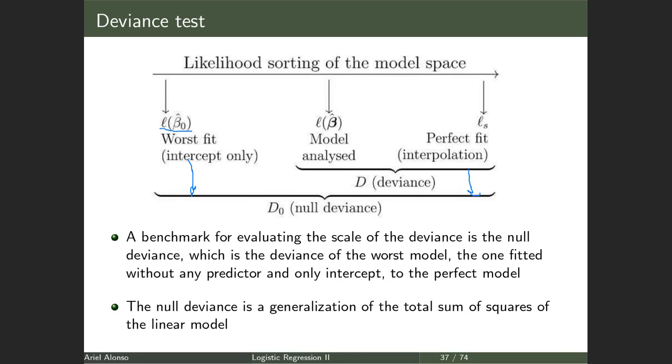And if you want, that's a little bit like the total sum of squares. It's everything you can explain. How much do I have there to explain? Well, that's the difference between when you explain everything and you explain nothing. That's how much you can explain. That's the null deviance. It's the maximum thing that you can explain. The deviance is the difference between your fitted model and your best model. So the null deviance is a generalization of the total sum of squares. The deviance is a generalization of the error sum of squares.